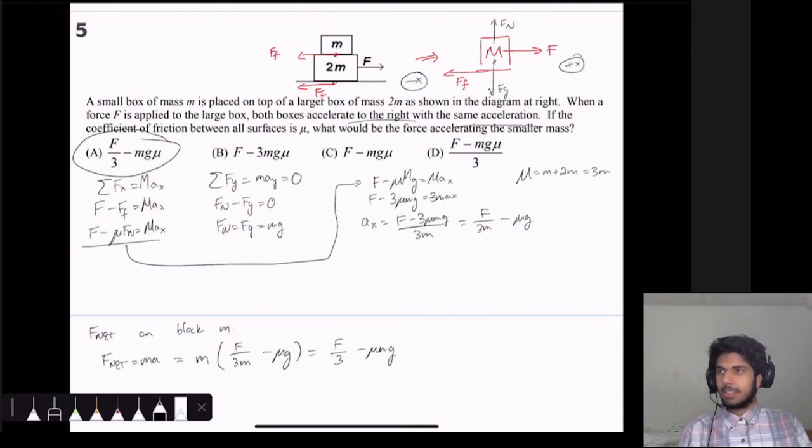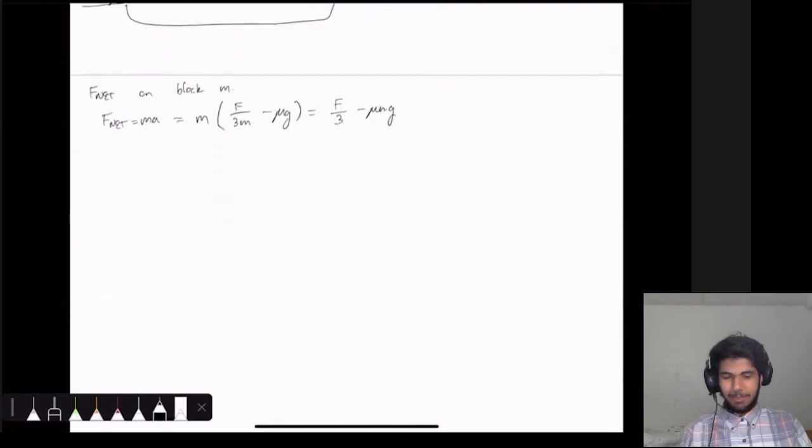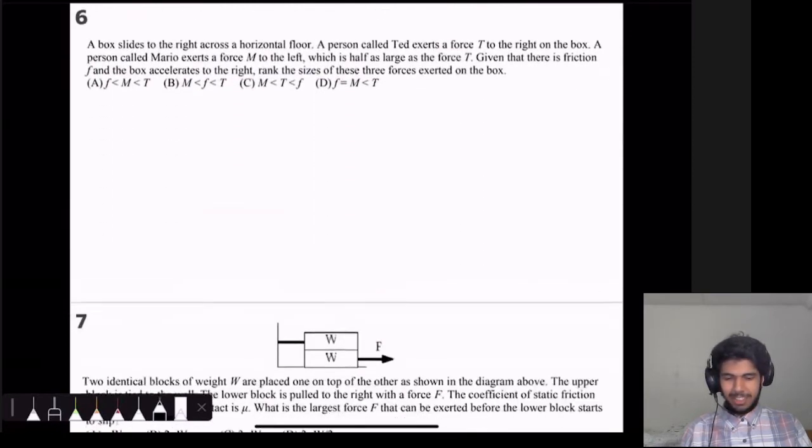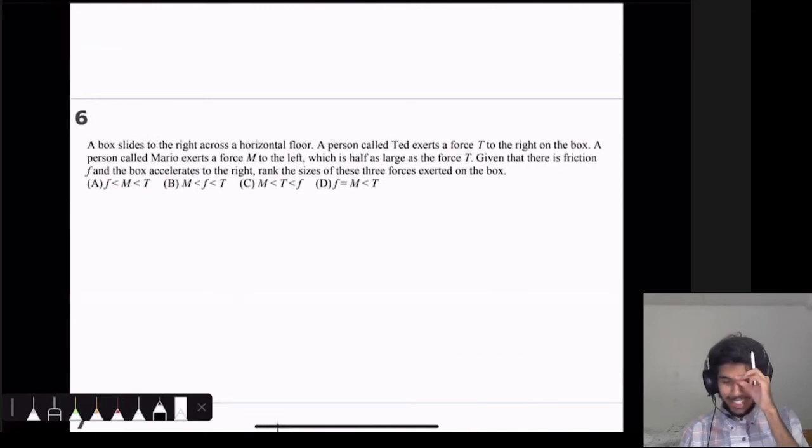Alright, making good progress today, but still quite a bit more work to be done, so let's move on to this next question, and it's another multiple choice, yay!